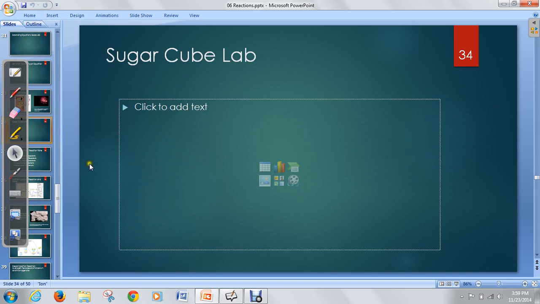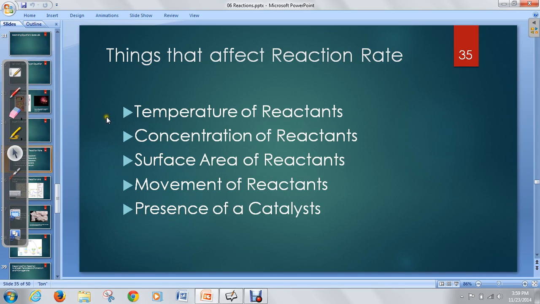So in class, we did a sugar cube lab where we dissolved sugar cubes in water with different conditions to help us get an idea of how reaction rates are affected. And when we did that lab, we saw that these are some of the things that affect the reaction rate. The temperature of the reactants is going to affect the rate. The hotter the temperature, the more quickly the reaction is going to occur. Then the concentrations of the reactants. Obviously, if you have more of the reactant, it's going to occur faster.